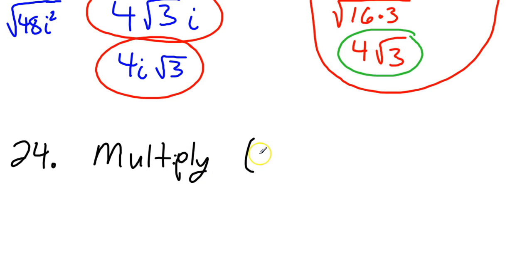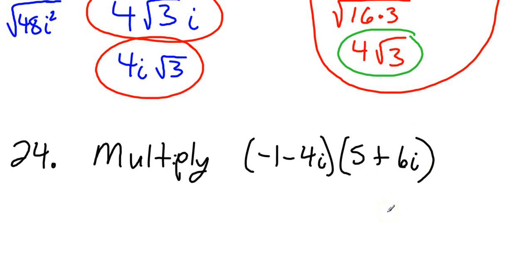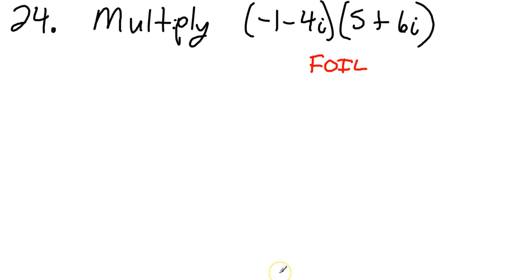Number 24 is multiplying. Negative 1 minus 4i times 5 plus 6i. And for this particular problem, it's just the FOIL method. So the very first thing is just go back and do the FOIL method. They're not conjugates. There's not anything weird. It's just the basic FOIL method.